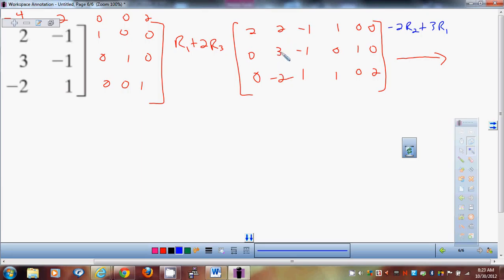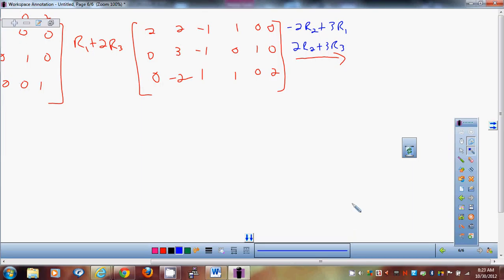What about these two? 6 again, yeah. 2 row 2 plus 3 row 3, because one of those is already negative, and that should set us up nicely. Only row that's not going to change, row 2, the one not mentioned in this column. So that's going to be 0, 3, negative 1, 0, 1, 0.